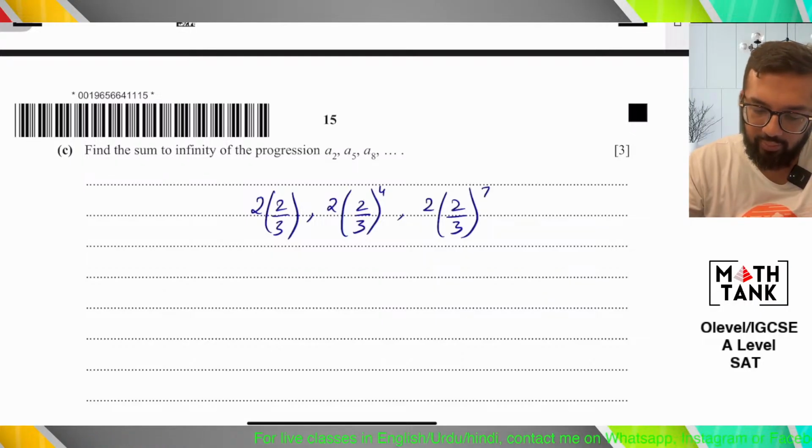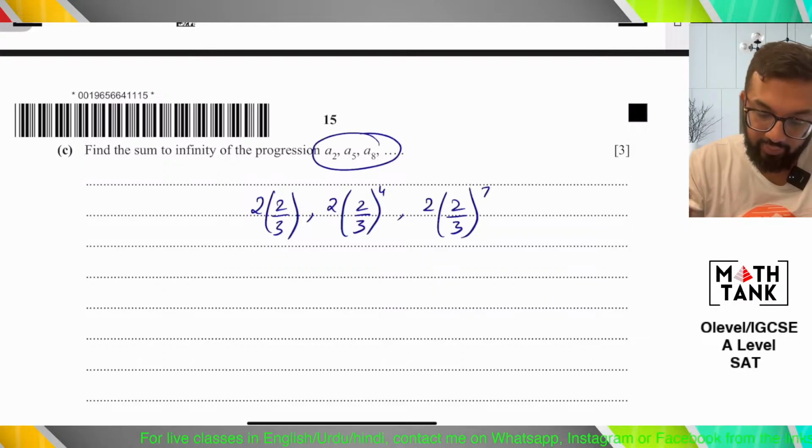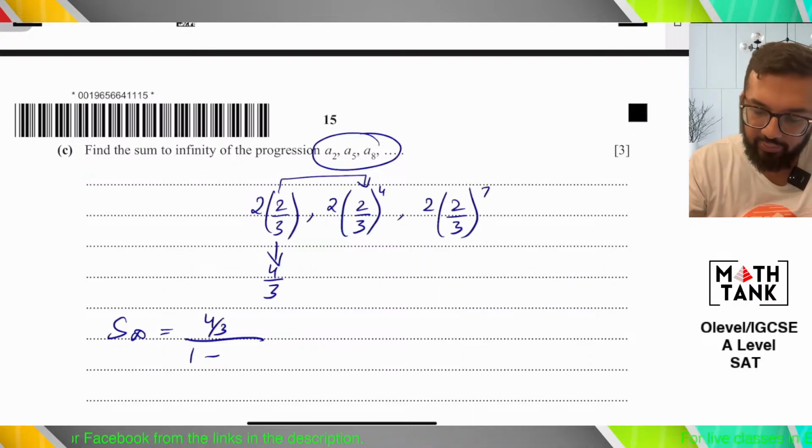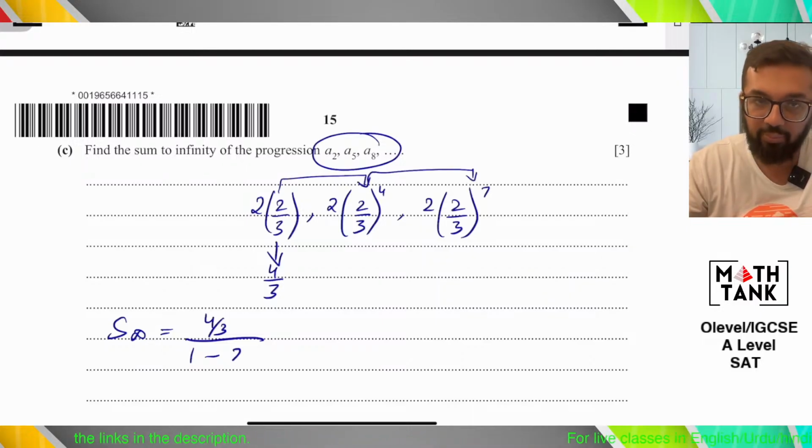Okay, so if this is the sum to infinity of this progression, then the first term of this progression is 4 over 3. Sum to infinity is a over 1 minus r. What is being multiplied? That's 2 over 3 cubed being multiplied.